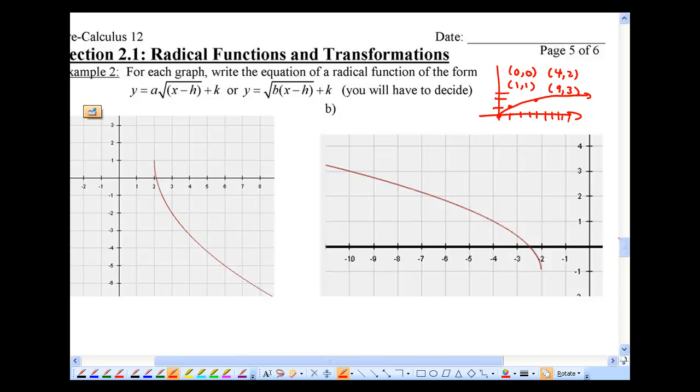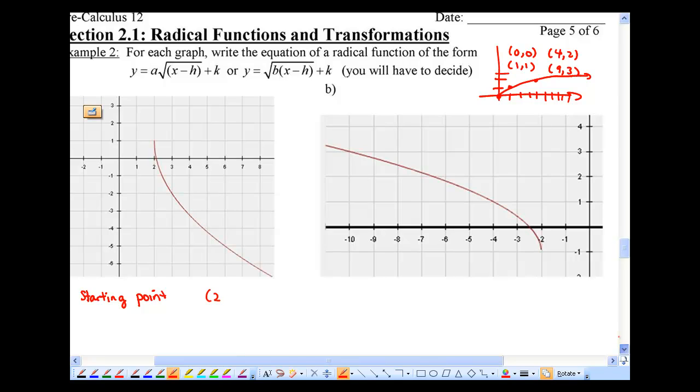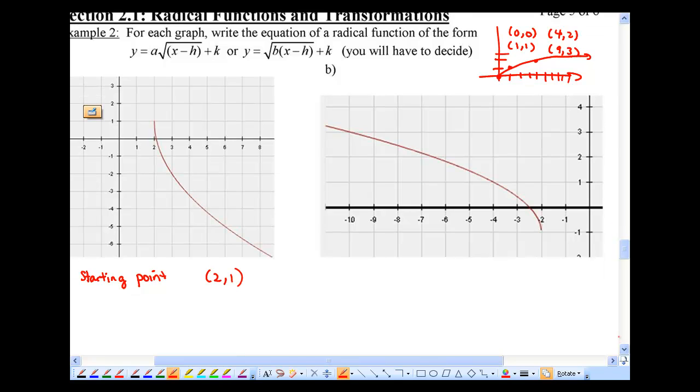By comparing it with that basic one, you can tell if it's a horizontal expansion or compression or vertical expansion or compression. Okay, let's take a look at these two examples to help you out. You know the starting point is always 0, 0 on the basic. Where's the starting point on these graphs? Always think about where the starting point is. How did 0, 0 get replaced? In this case, the starting point seems to be 2, 1. And it used to be 0, 0. Remember? It used to be 0, 0. So that's an indication, therefore, you've got some sort of translation.